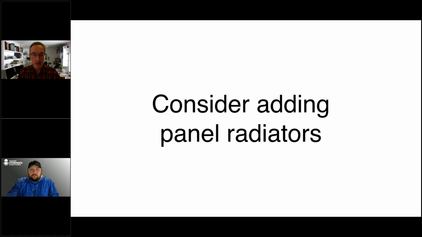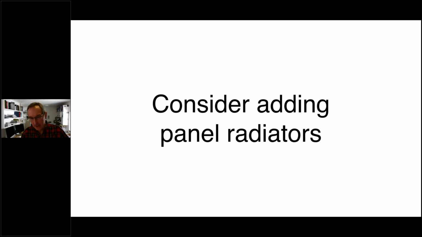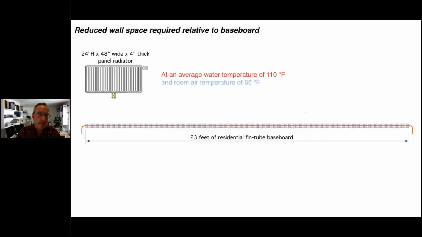Okay, Hal, I'm going to go on here with panel rads. Panel radiators are designed for space heating, but the technique that I'm going to show you, the calculations are very simple. And to Justin's point, whether it's a panel radiator or a console fan coil unit, it's the same concept as far as how much do I need. So just from the heating standpoint, I wanted to give you a reason to consider panel radiators. A 2-foot by 4-foot panel radiator is equivalent to 23 feet of residential fin tube, and that's at an average water temperature of 110 degrees.